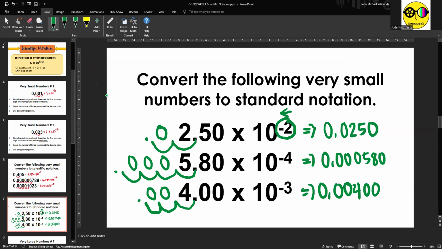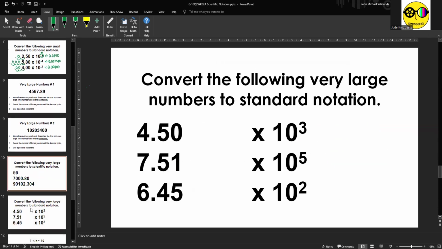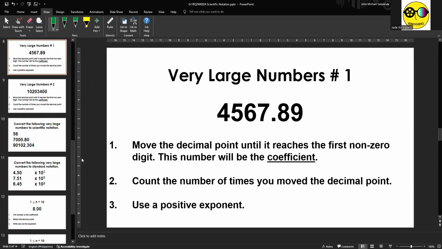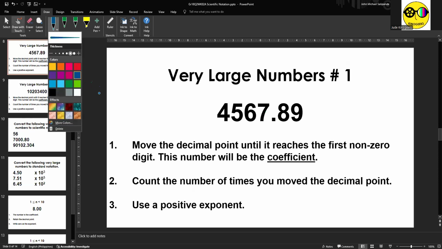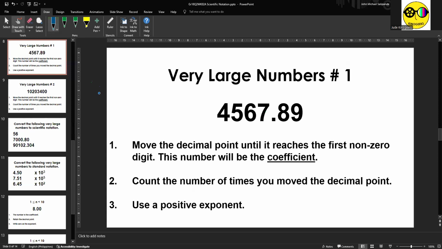All right. So you're probably oversaturated now with very small numbers. Let's move on to part 2 with very large numbers. For very large numbers, there are some rules that are mildly changed.